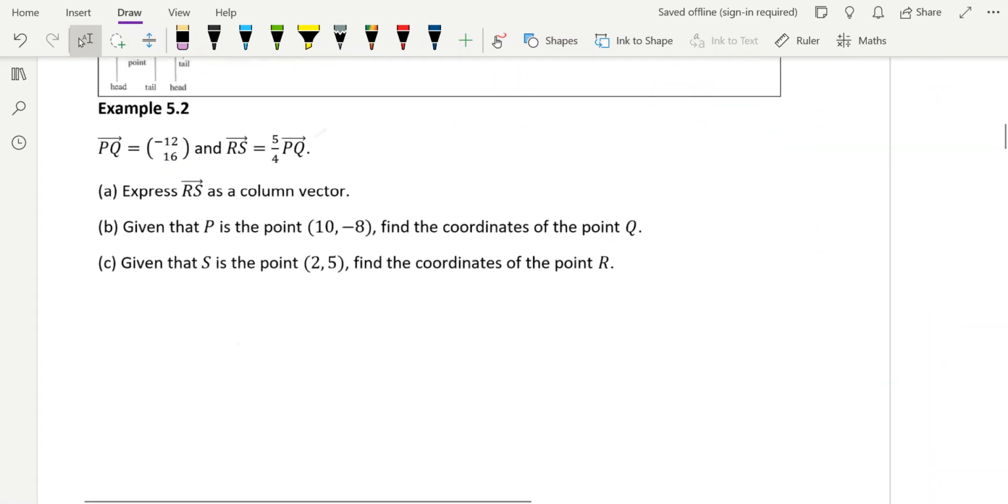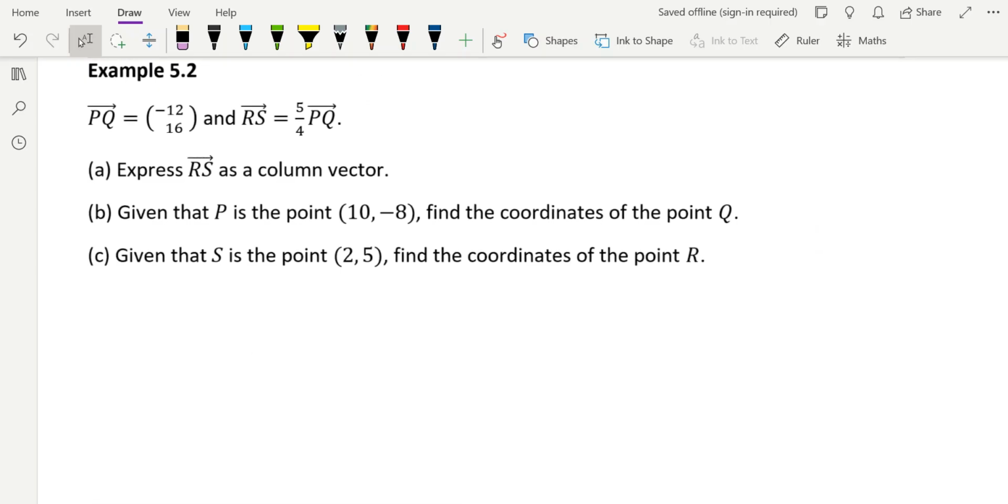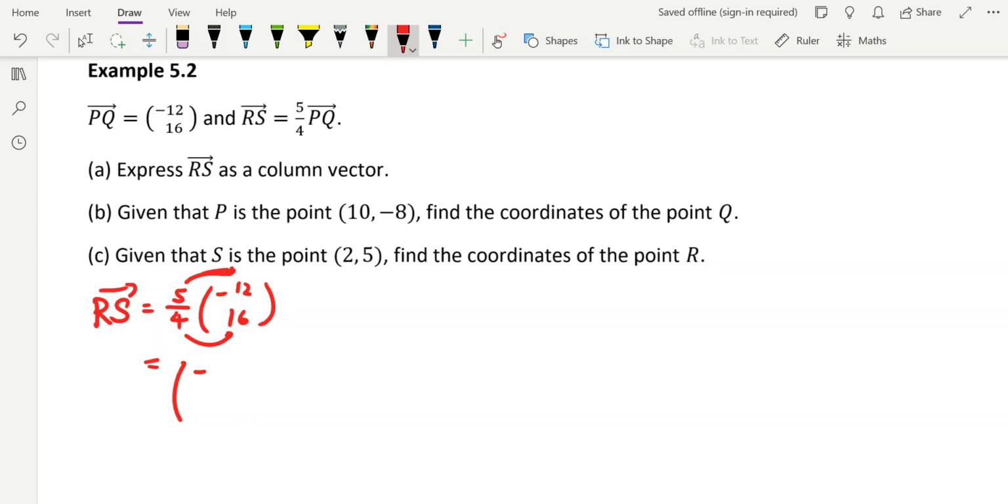Okay, so an example like this: if PQ is equal to (-12, 16), and RS is equal to 5/4 of PQ, so I say that RS is equal to 5/4 of (-12, 16). So basically, multiply by 5/4 for both the X value and the Y value. 12 divided by 4 is 3, times 5, so that will be -15. 16 divided by 4 is 4, times 5, and that will be 20.